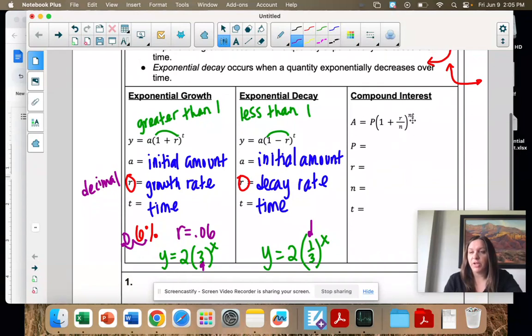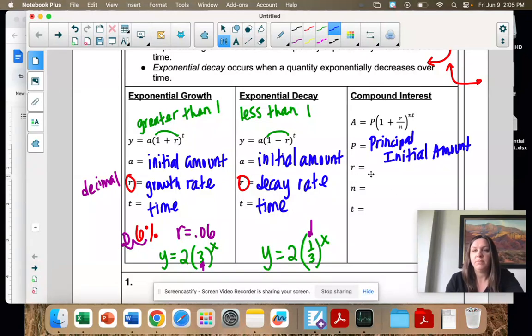Okay, last one, we're going to look at compound interest. So if you put money in a bank account and you're getting paid interest, that's exponential growth. So P is what we call our principal. That's still our initial amount. R is the rate, the interest rate. And the same rules apply, like our 6% here, you would write it as a decimal.